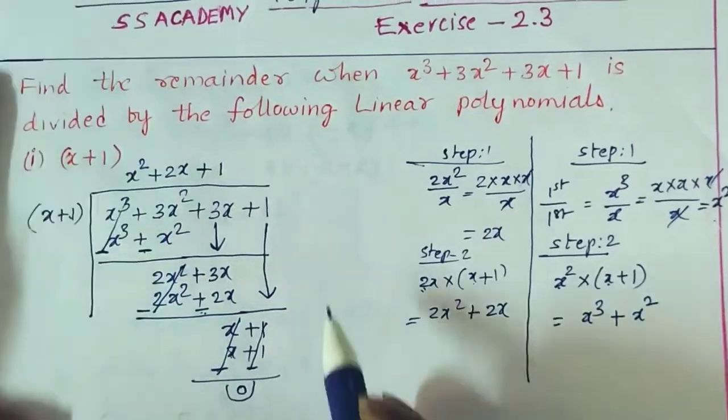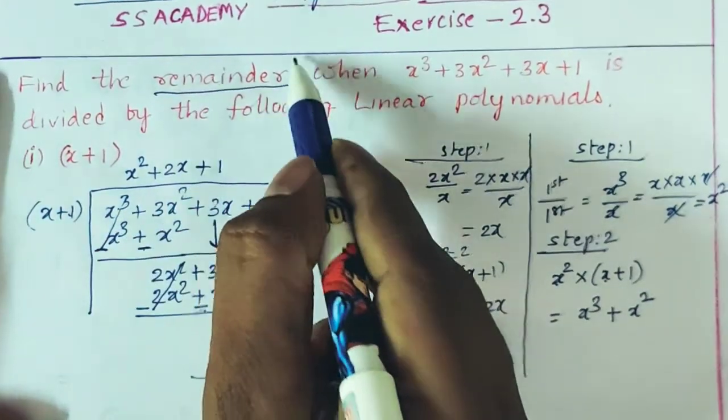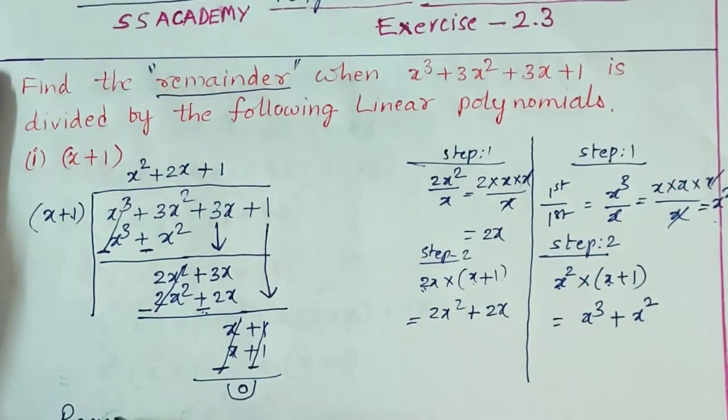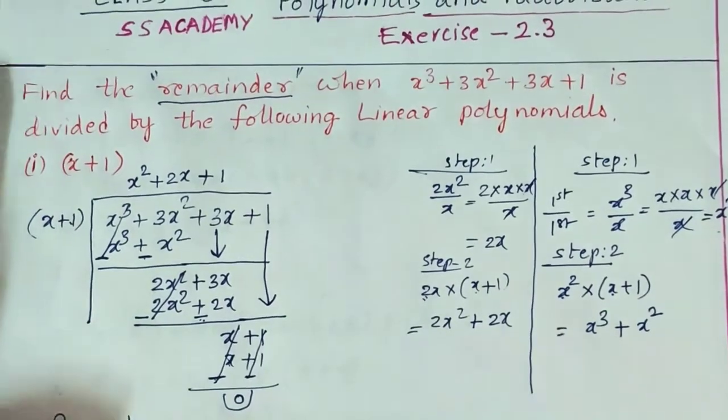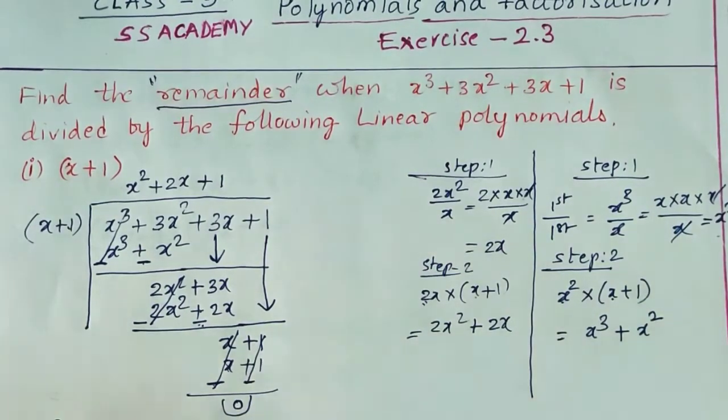So here the question is asking to find the remainder. The remainder here is 0. So in this way we solve this kind of problem. Now let us move on to the next problem, right?